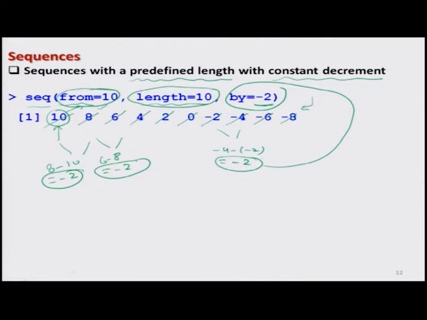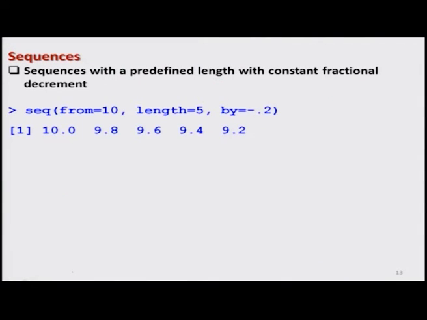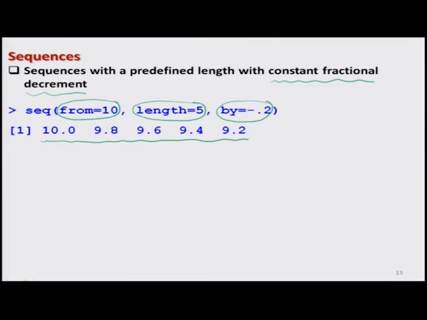Now, let us take another example, and here I take the same example which I did just now, but I make a little difference by adding a constant fractional decrement. I want to get a sequence of length 5 starting from the value 10, and the decrement is going to be 0.2, that is, the increment is going to be minus 0.2, right. And as soon as you do it here, you get a sequence of this type.